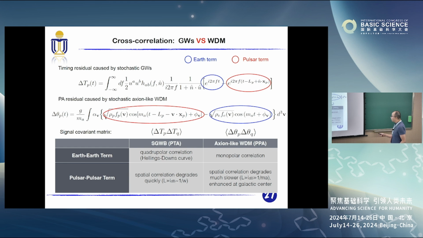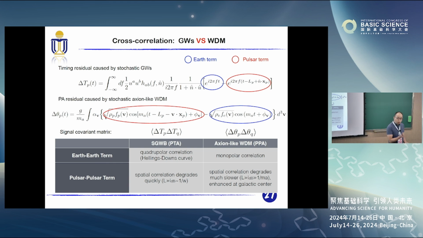For the second case, the Earth term interplay has a monopolar structure. And this interplay only generates a temporal correlation pattern. So in terms of spatial correlation, the information is relatively scarce. However, the dark matter is non-relativistic.